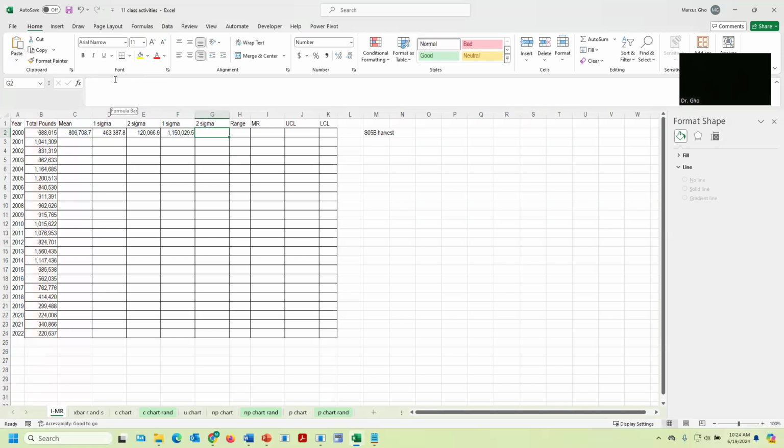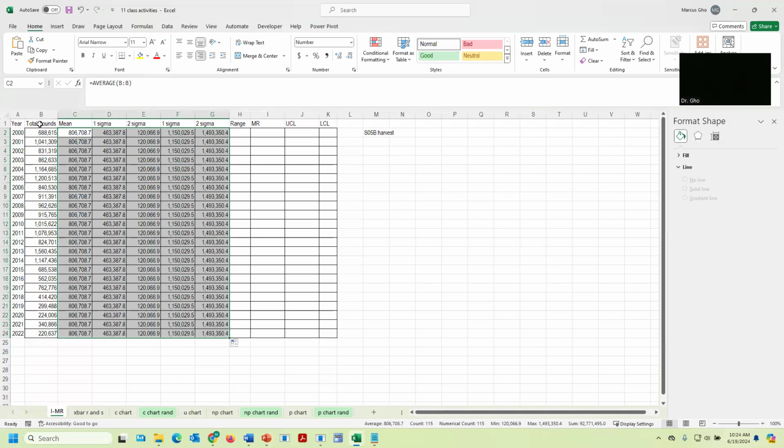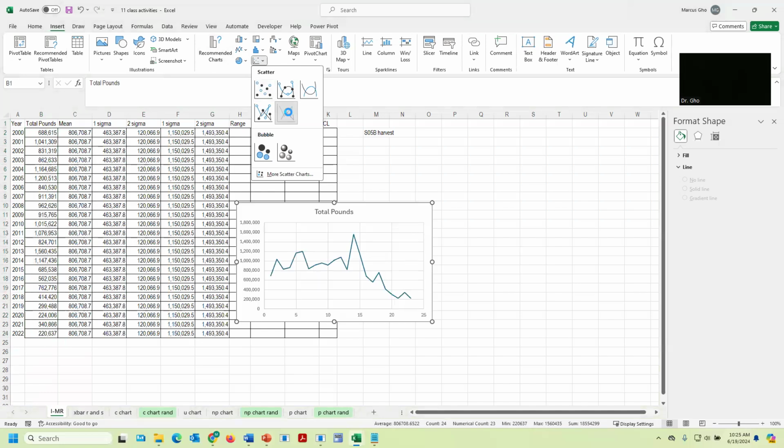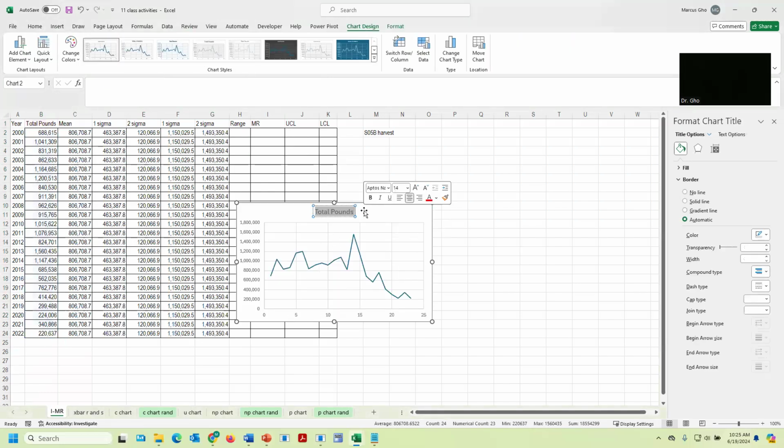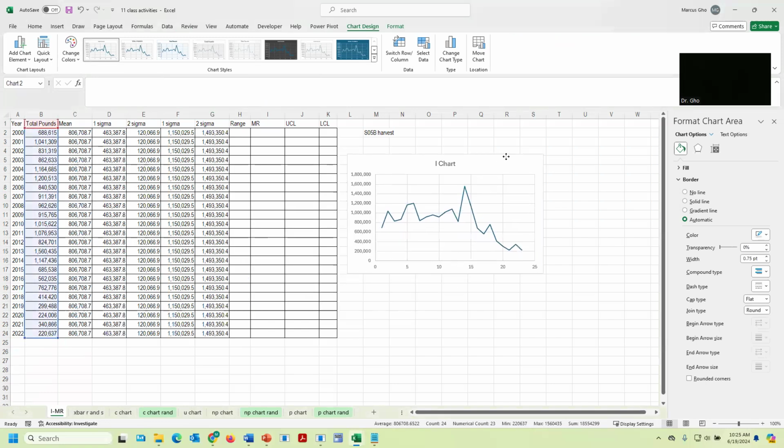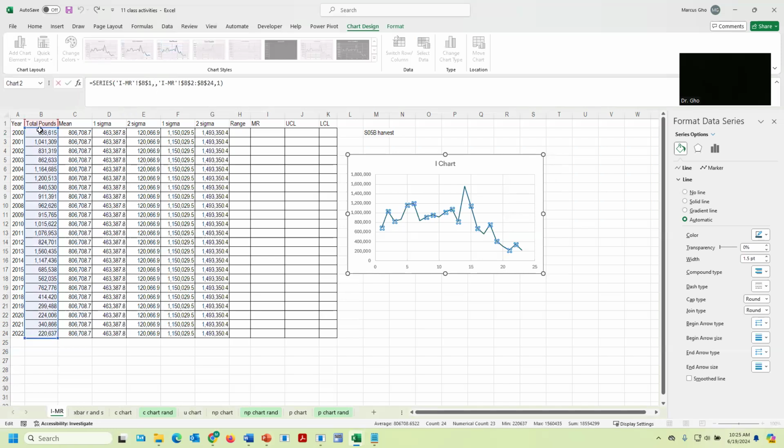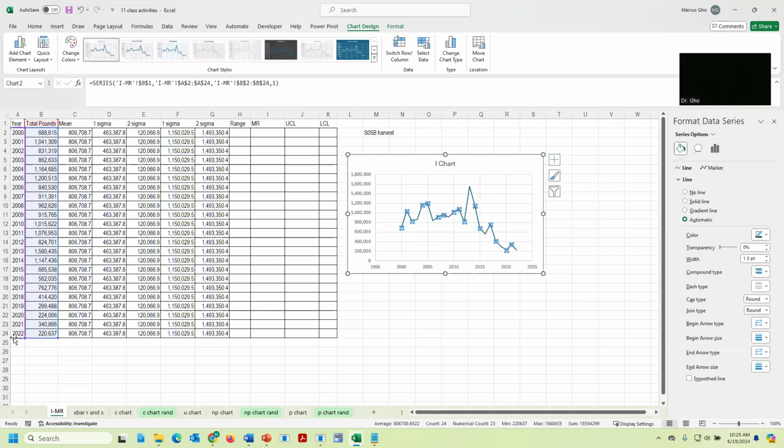Copy this, and I'll put that in here. Now I'm just going to copy this formula all the way down. Okay, so now that we have the total pounds, I'm going to make this into a graph, and I'll call it my I chart. Now I need to add the year as well. I click on this, and in the formula bar, after the first comma and before the second comma, I'm going to add in the X variable. Now we've got all the years in there.